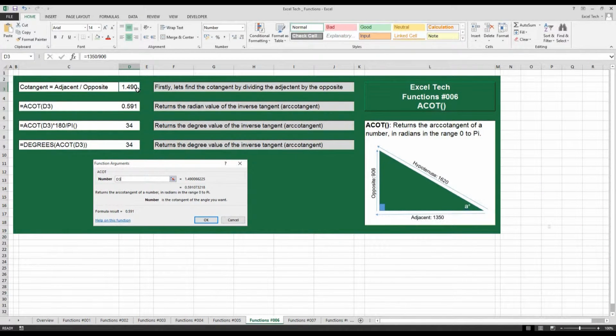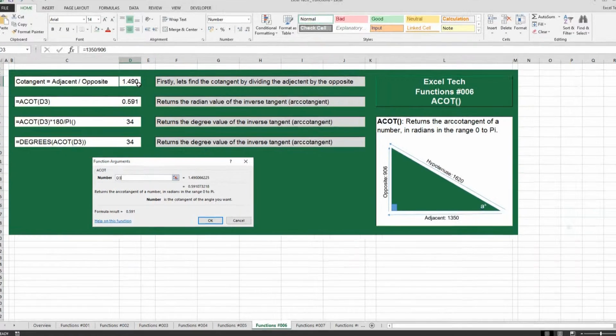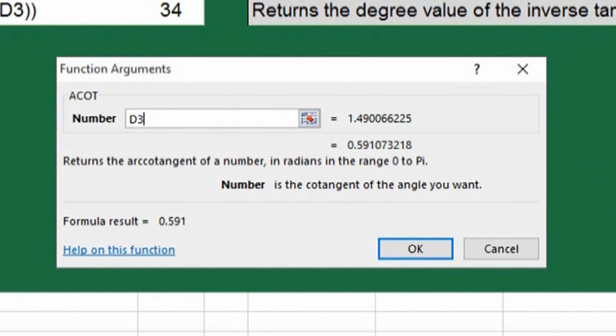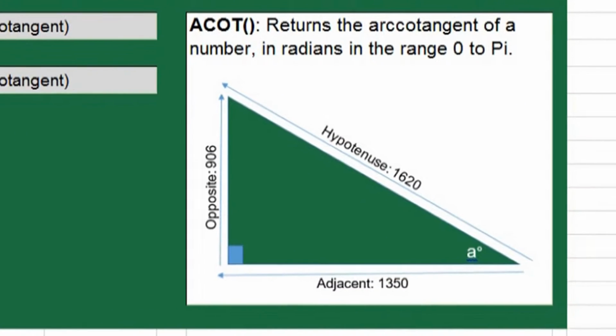Today we have Functions Episode 6 and we're going to cover the ACOT function. Excel's description of this is it returns the arccotangent of a number in radians in the range 0 to pi. So basically what that means is we're going to use the inverse cotangent to find the angle of a triangle.